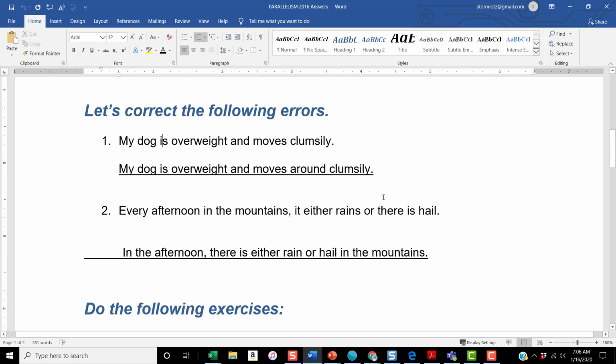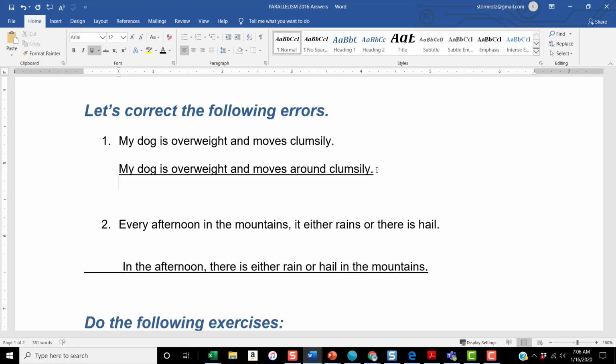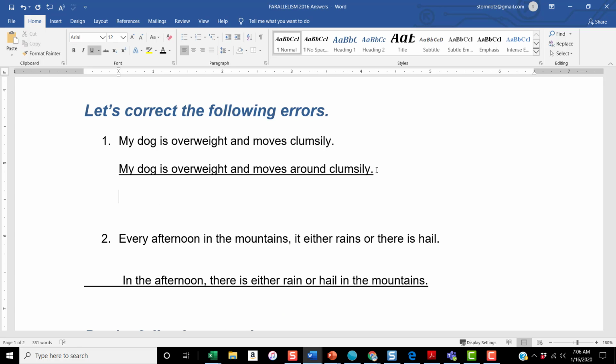My dog is overweight and moves around clumsily. You don't have to rely so much on the original wording. In fact, for something like this, your goal is to make it work more effectively. So you want to say, my dog is overweight and is clumsy.